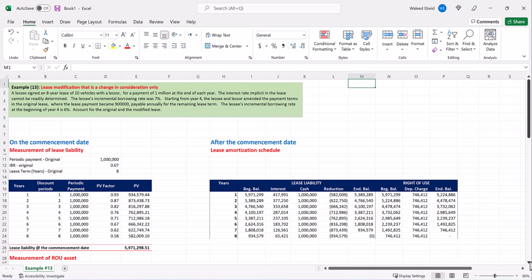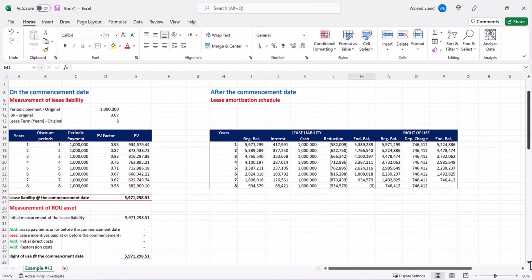Starting from year 4, the lessee and lessor amended the payment terms in the original lease, where the lease payment became $900,000, payable annually for the remaining lease term. The lessee's incremental borrowing rate at the beginning of year 4 is 6%. Account for the original and the modified lease.